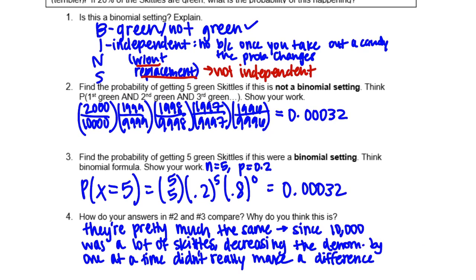All right, so for number 2, we just assumed, since it was without replacement, that once I took one candy out, there was one less green, and one less candy overall. And so I multiplied all those together.